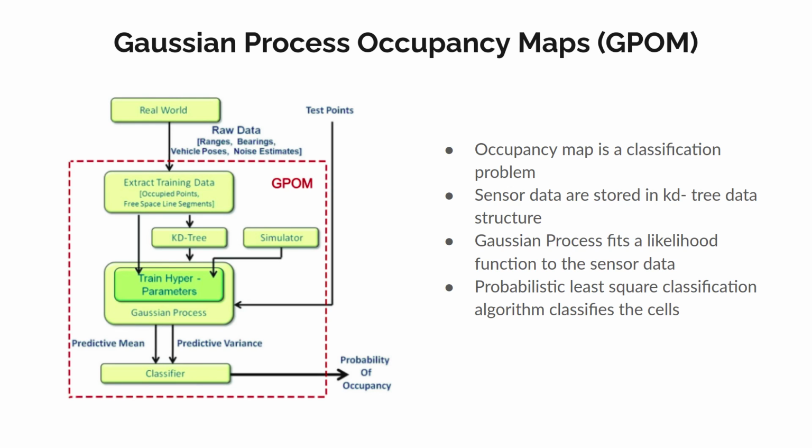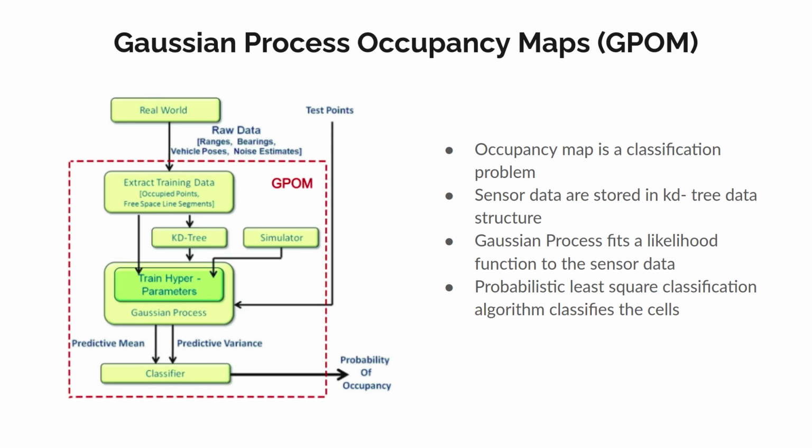So this is the outline of the Gaussian process-based occupancy map. Initially, the sensor data is collected from the real-world environment. The sensor data is processed into occupancy points. These points are stored in a KD tree like data structure. This will be referred to as training data from now. The training data can also be from a simulation environment.